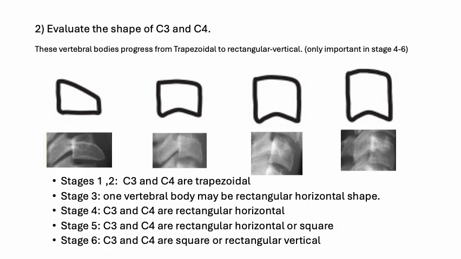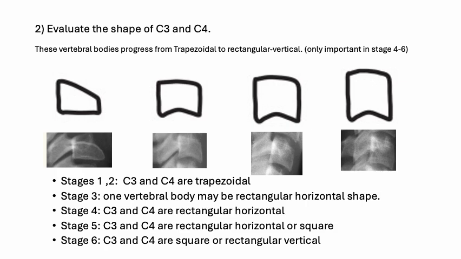So stage 3 is defined basically by the inferior borders, but you'll notice that one vertebral body may be rectangular horizontal, or both can be trapezoidal, just like in stages 1 and 2. Really, stage 4 is when you need to start paying very close attention to the shape of C3 and C4, because that's how you're going to define what maturation stage you're in.